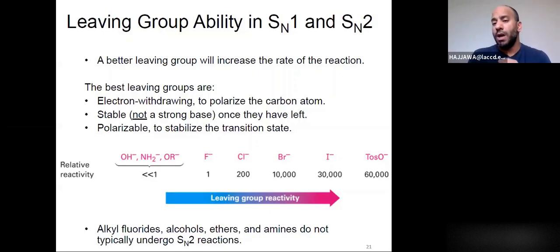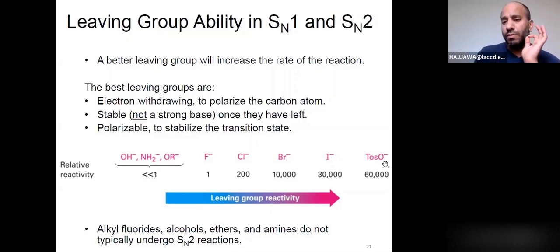Here's an example: I minus versus F minus. As a base, I am not given pKb to determine the basicity here, but I already know the conjugate acids. HI is a stronger acid than HF. And if HI is a stronger acid than HF, that means I minus is a weaker base than F minus. So F minus is a stronger base than I minus. And that justifies why I minus as a leaving group is 30,000 times more reactive than an alkyl fluoride structure.